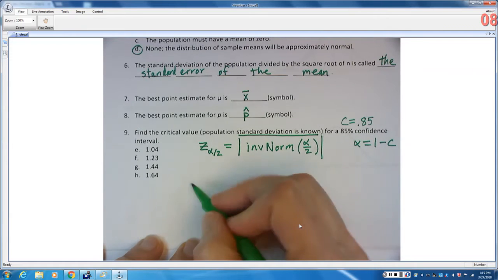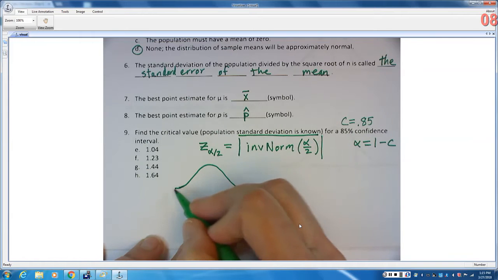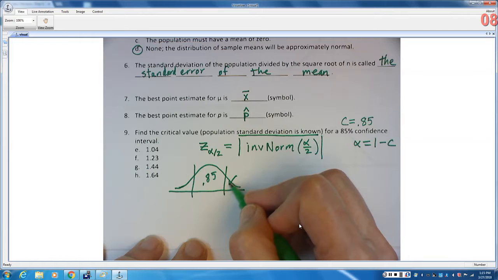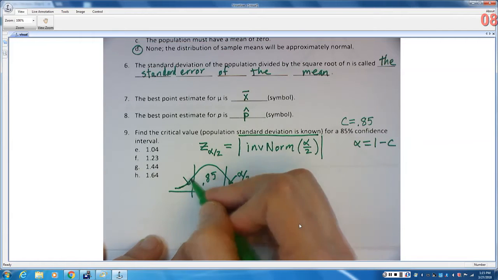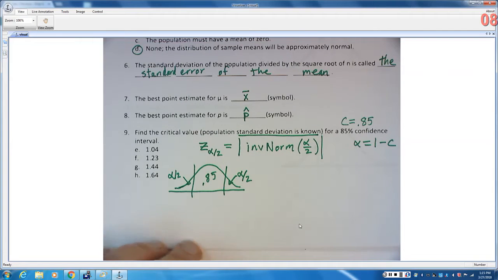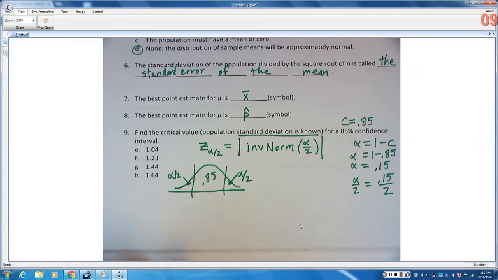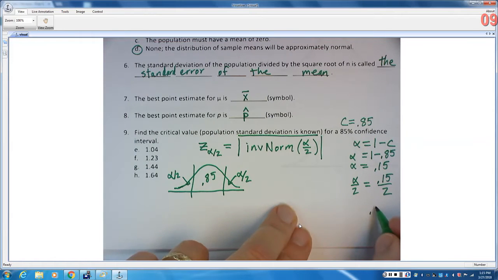Here's a picture. Our confidence level is always right in the center, 0.85. And this area is alpha over 2. This area is alpha over 2. Because our confidence level plus our alpha, the significance level, will add up. So alpha is 1 minus C, which is 1 minus 0.85, which is 0.15. Alpha over 2 is 0.15 divided by 2. And that's 0.075.